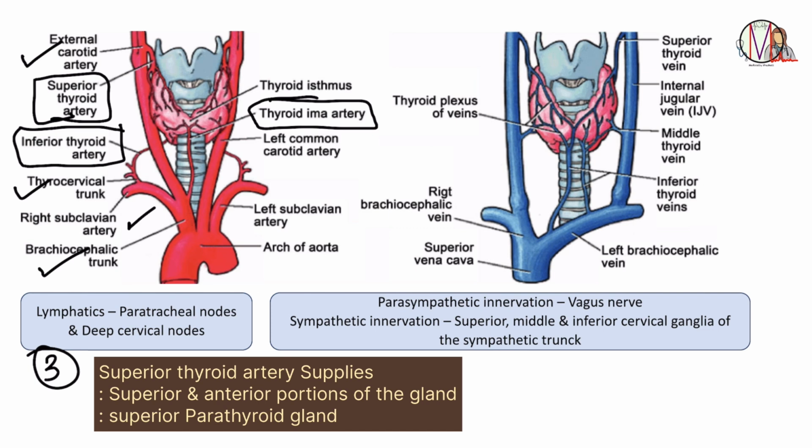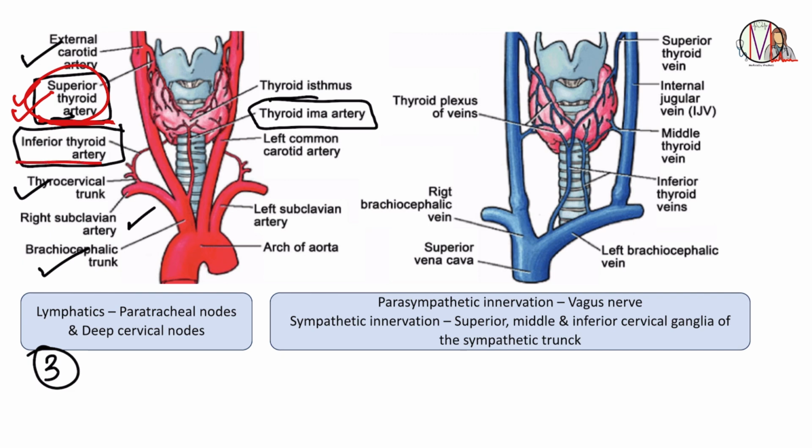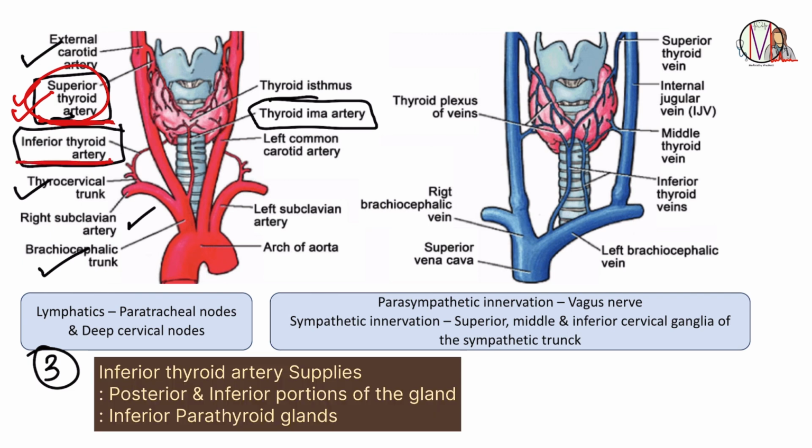The superior thyroid artery supplies the superior and anterior portion of the gland and the superior parathyroid glands. Repeat with me. The superior thyroid artery supplies the superior and anterior portion of the gland and the superior parathyroid glands. The inferior thyroid artery supplies the posterior and inferior portion of the gland and the inferior parathyroid glands.